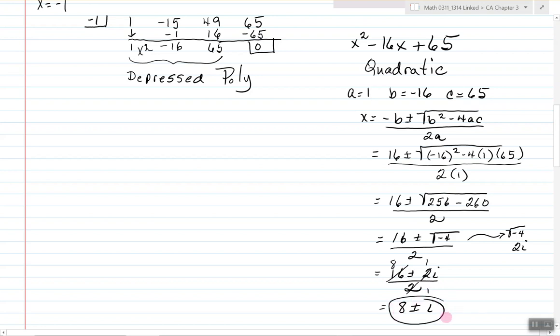Those are my last two zeros. I have as zeros negative 1, and I actually have it twice, even though I don't write it a second time in the answer block. Then I have 8 plus i, and I have 8 minus i. When you get complex roots, complex zeros, they always come in conjugate pairs. You cannot have a single one. You must have a pair, and they will be conjugates. Why? Because of the plus or minus symbol in the quadratic formula.